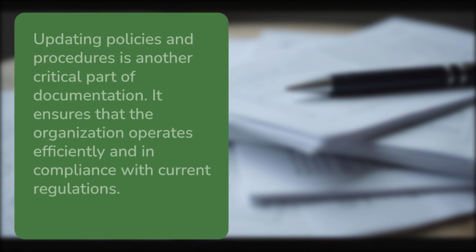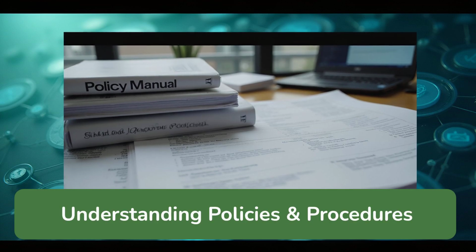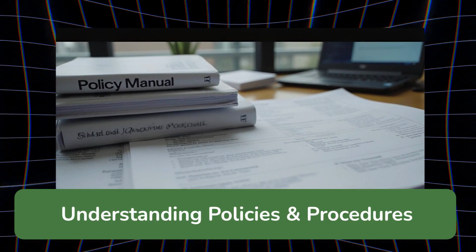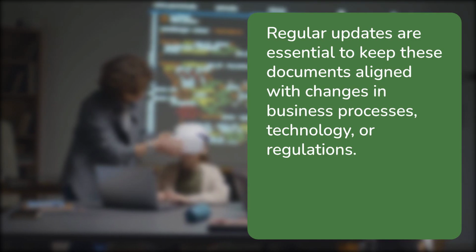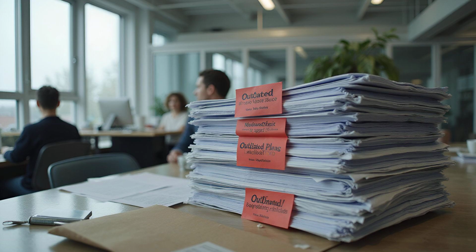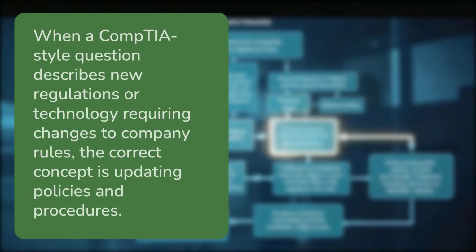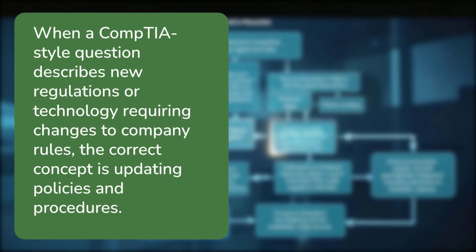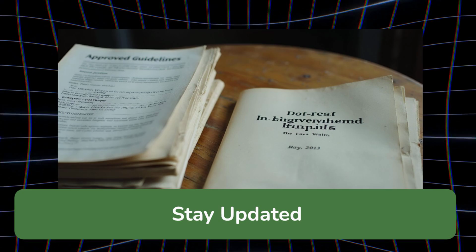Updating policies and procedures is another critical part of documentation. Policies and procedures are sets of guidelines or rules that outline how an organization operates. Regular updates are essential to keep these documents aligned with changes in business processes, technology, or regulations. In real-world security, outdated policies can create compliance risks or inconsistent behavior across teams. On a CompTIA-style question, if a scenario describes new regulations or new technology requiring changes to company rules, the correct concept is updating policies and procedures. This ensures everyone follows the latest approved guidelines instead of outdated instructions from 5 years ago.